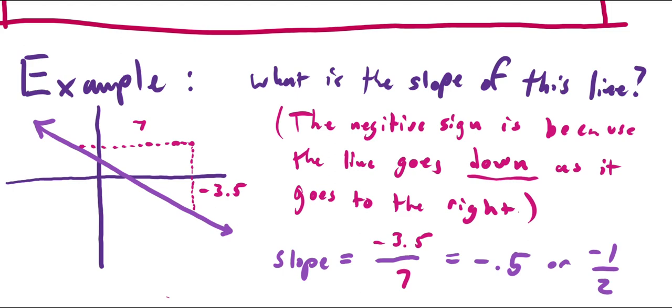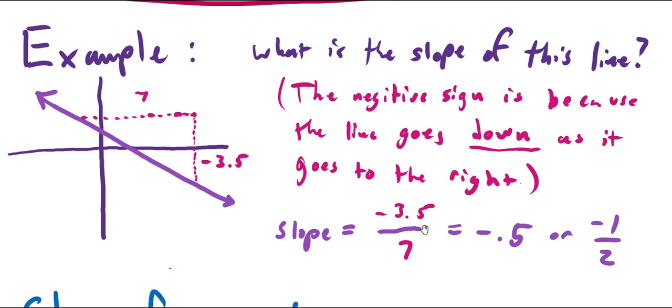What's the slope of this line? Now, I didn't tell you anything about it other than from here to here, it goes over by 7 and down by 3.5. The negative sign means that it's going down when we are traveling from left to right. So what's our slope? Our slope is going to be the change in y, negative 3.5, divided by the change in x, which is 7.